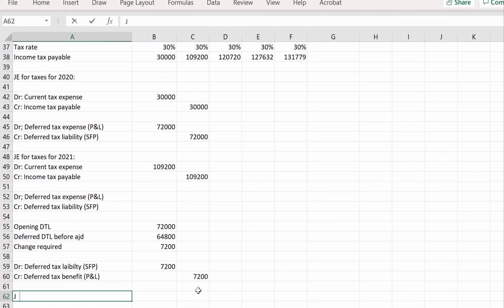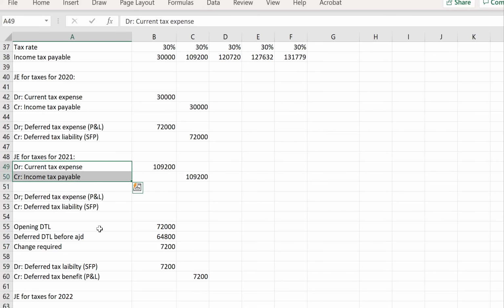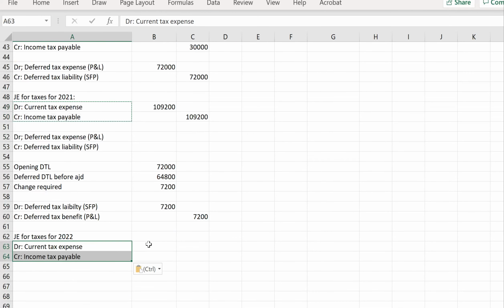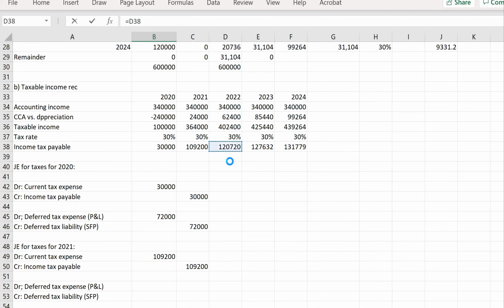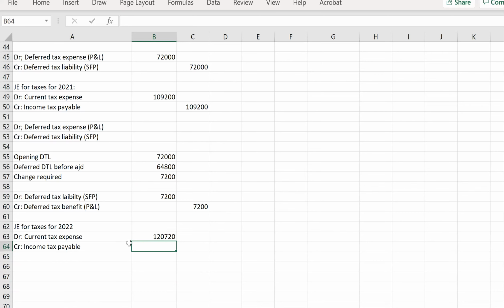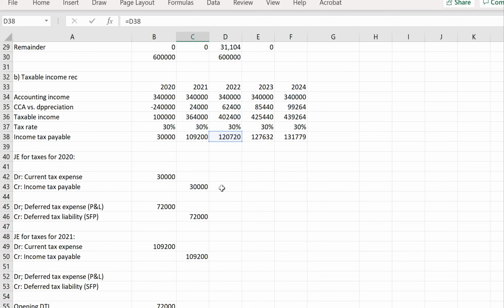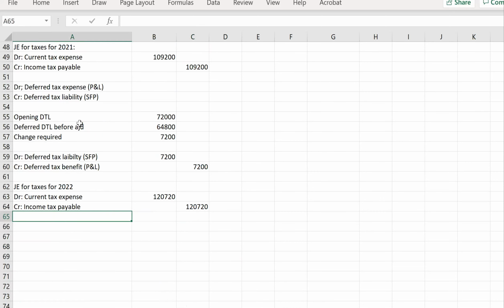Okay, so now journal entry for taxes for 2022. So we're going to have the same current tax expense entry, and we're going to pick up our 2022 numbers. This entry is pretty simple, so we want to make sure we don't forget it, because of course on an exam there would be marks for both type of entries. So we've got this number, and then now we've got our deferred tax.